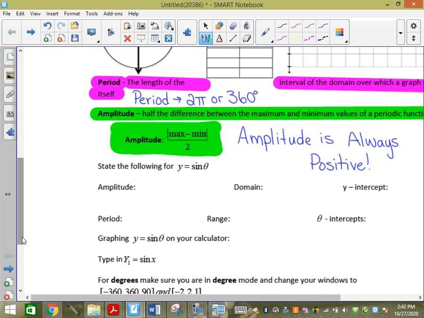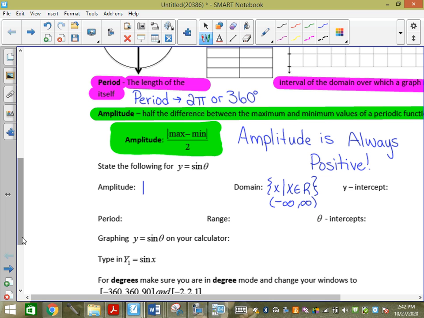So, what's the amplitude of a sine graph? What did we say it was? It was 1. What's the domain of a sine graph? Does it ever stop? No, it's a periodic function. It would just keep repeating itself over and over and over. So the domain is x such that x is an element of the reals, or in interval notation, negative infinity to positive infinity.